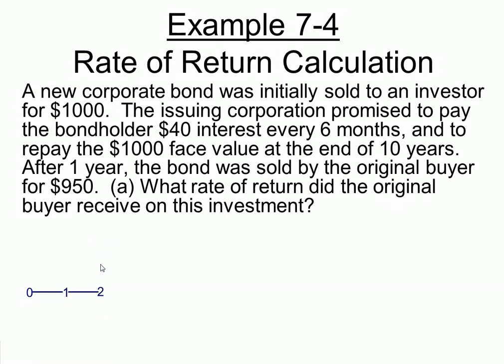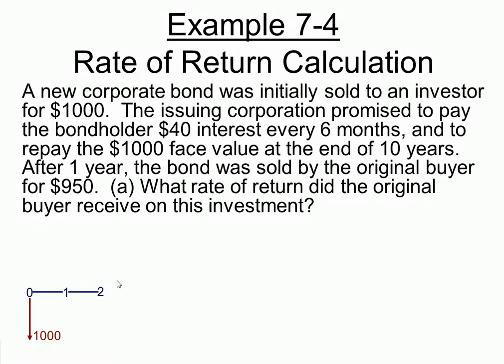So on top there would be another single payment. These would be the series, and then we would have a single payment. And we want to know the rate of return that the original buyer received on this investment. So first we'll find the effective 6 months rate, because the time periods are semi-annual time periods, 6 months periods. We're gonna find the effective 6 months rate and convert it into the effective annual rate.